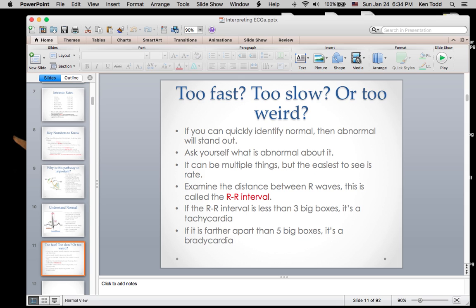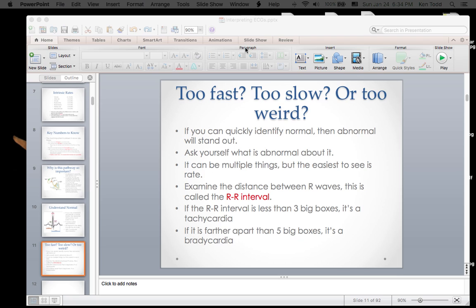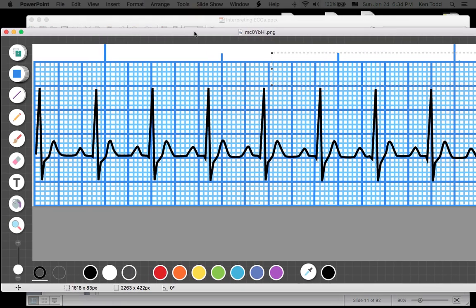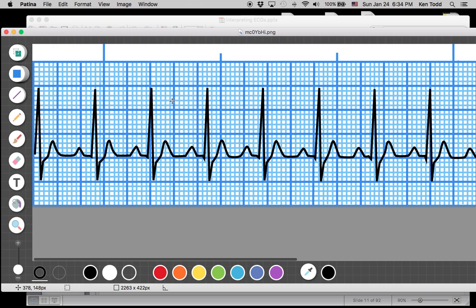Your R to R interval is your big go-to for your rate. So your R to R interval is essentially from the peak of one R wave to the peak of the next R wave. So if it's closer than 3 of these big boxes together, it's over 100.